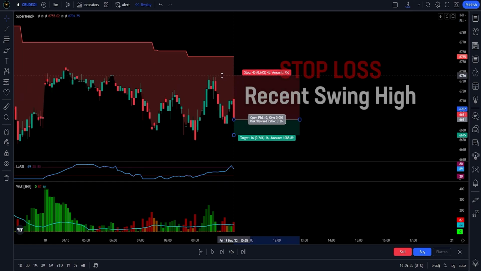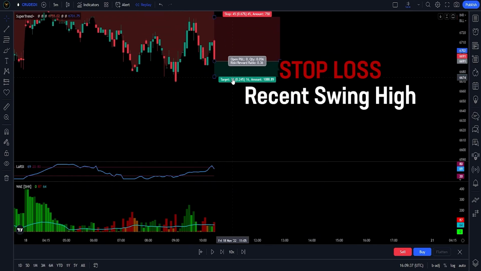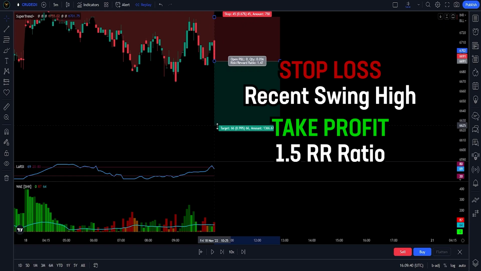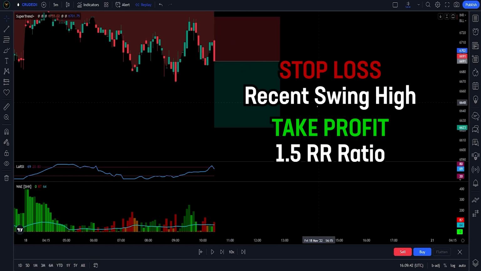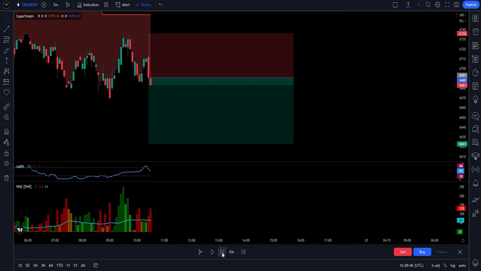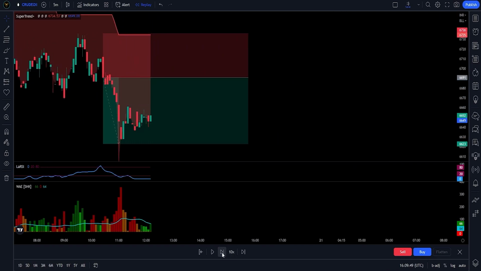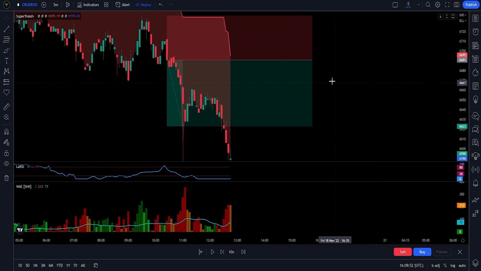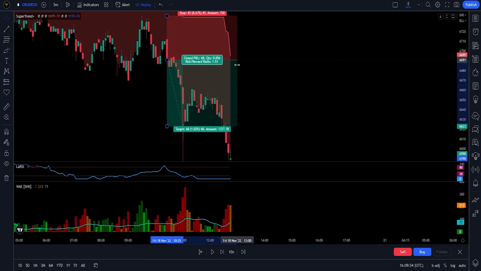We will set our stop loss to recent swing high, and we will set our take profit to 1.5 risk to reward ratio. Now that everything is set, let's see if we were correct on this short trade. Our prediction was once again correct, and we executed a successful short trade.